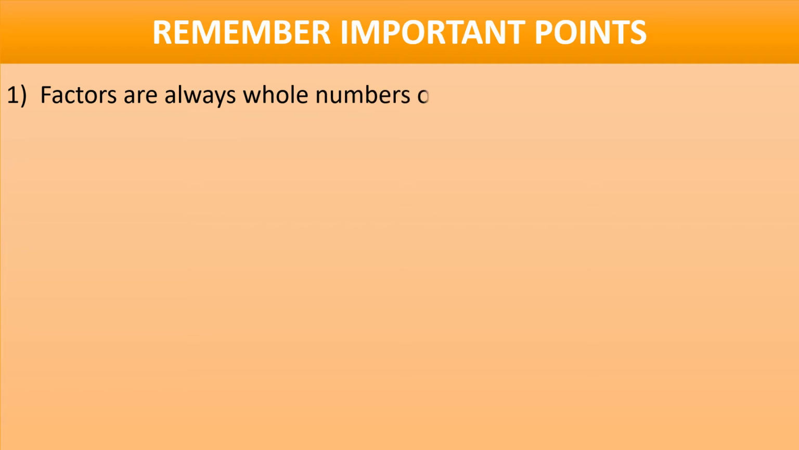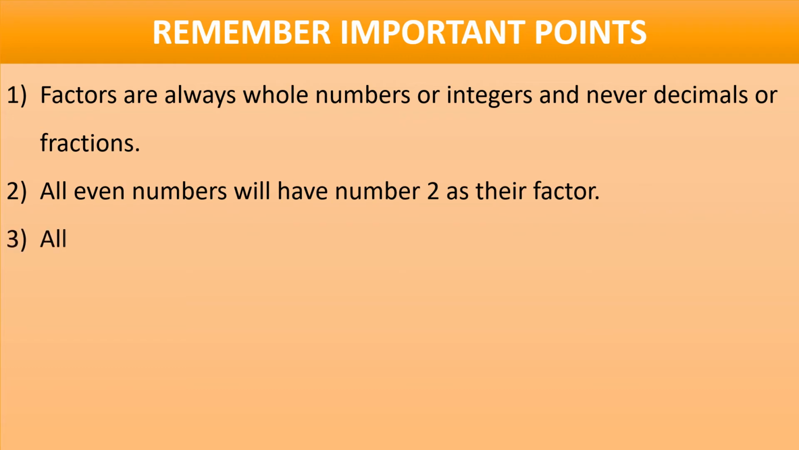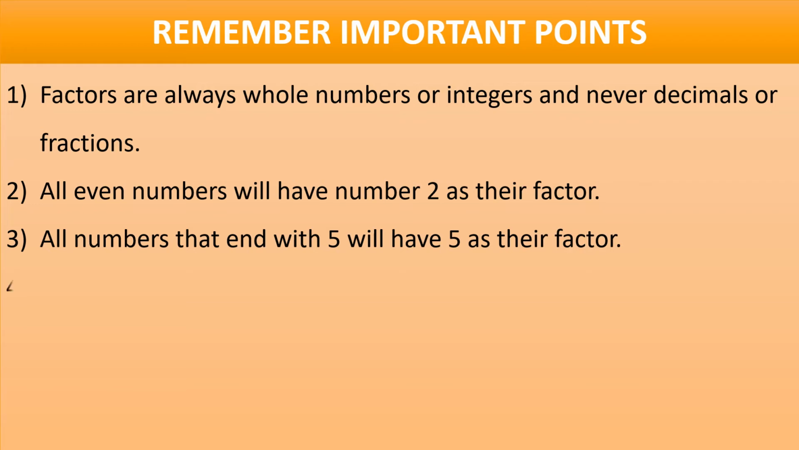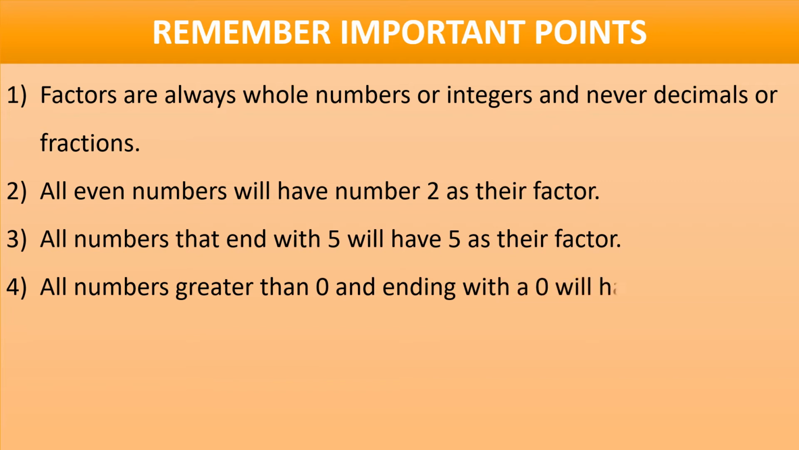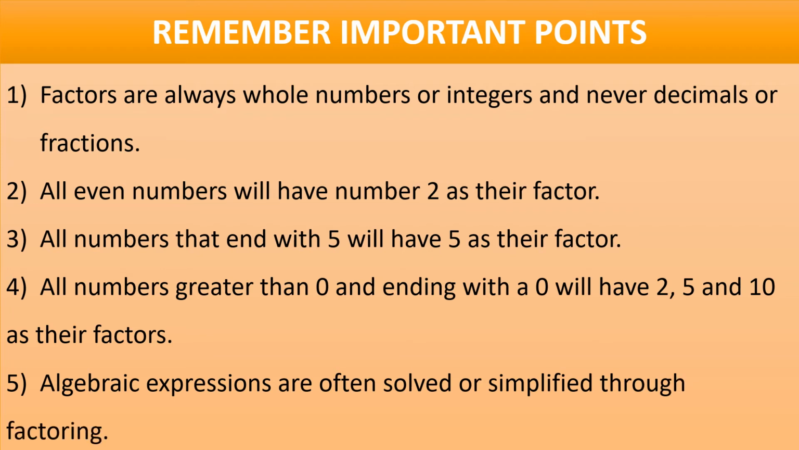You have to remember some important points to find the factors. Number 1. Factors are always whole numbers or integers and never decimals or fractions. Number 2. All even numbers will have number 2 as their factor. Number 3. All numbers that end with 5 will have 5 as their factor. Number 4. All numbers greater than 0 and ending with a 0 will have 2, 5 and 10 as their factors. Number 5. Algebraic expressions are often solved or simplified through factoring.